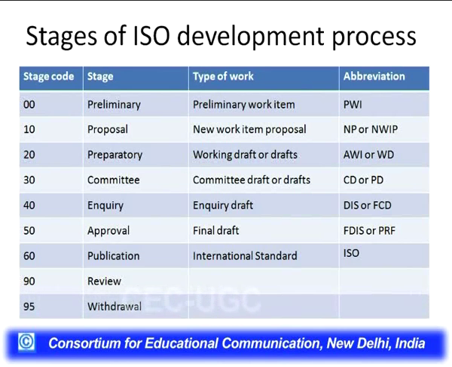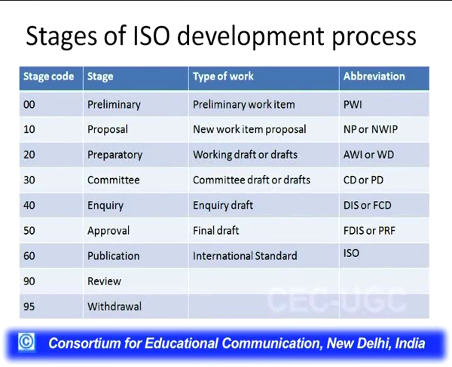Its stage code is 40, and here the inquiry of the draft is done. This is abbreviated as DIS or FCD. Afterwards, the next stage is the approval stage, which has a code of 50, and here the draft takes the final shape. It is abbreviated as FDIS or PRF.